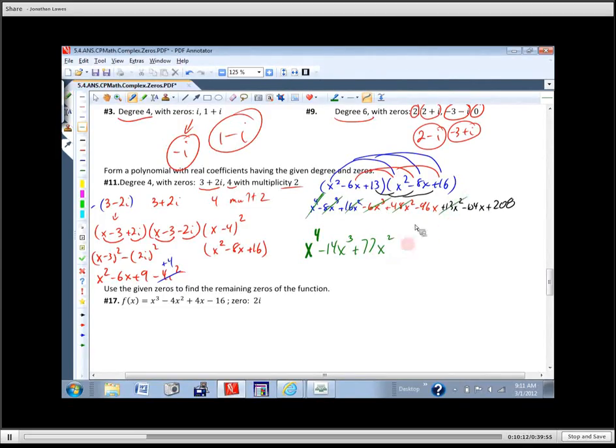Notice how I cross them off kind of lightly so you can still see what it was to begin with. If you scribble it out, you lose some of your work, and then if you make a mistake, it's tough to go back and find what you did.